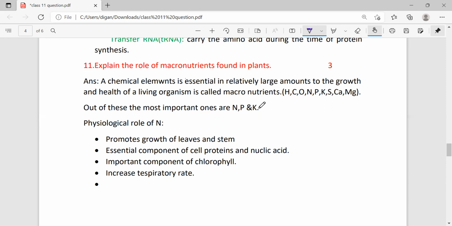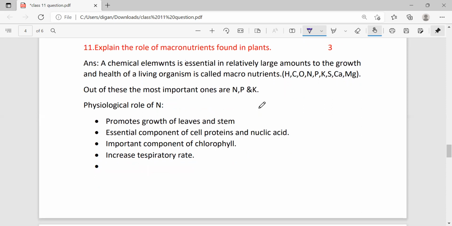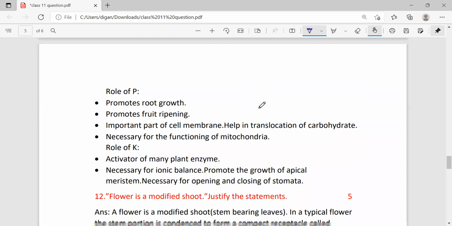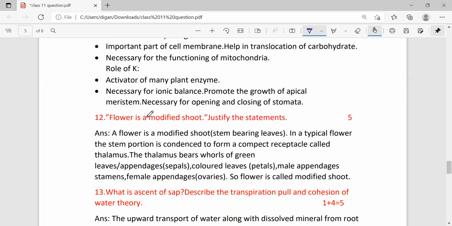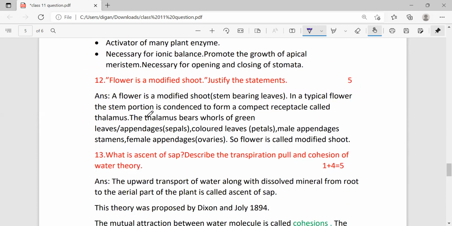So first is the physiological role of nitrogen given there, and next the role of phosphorus is given there, and then the role of potassium is given there. Next, go for the next question, question number 12: the flower is a modified shoot, justify the statement. So a flower is a modified shoot means what?